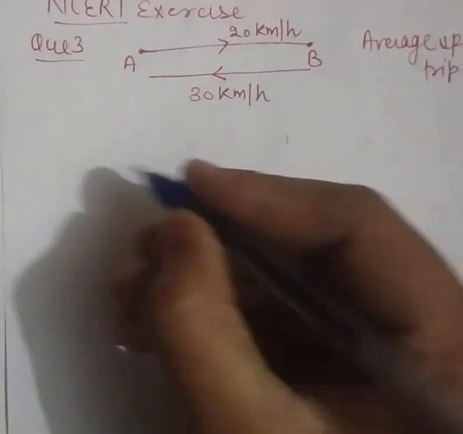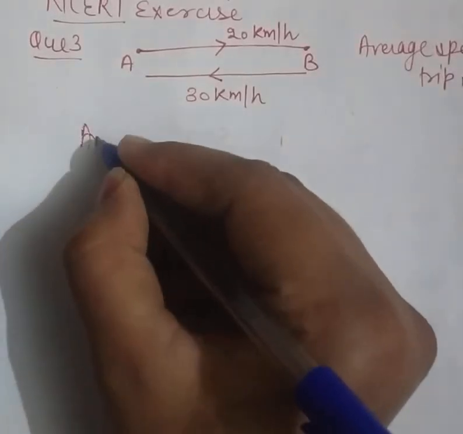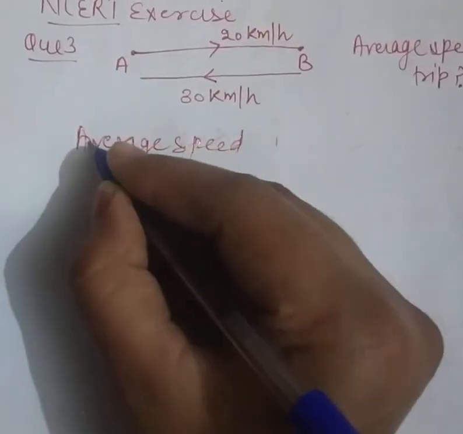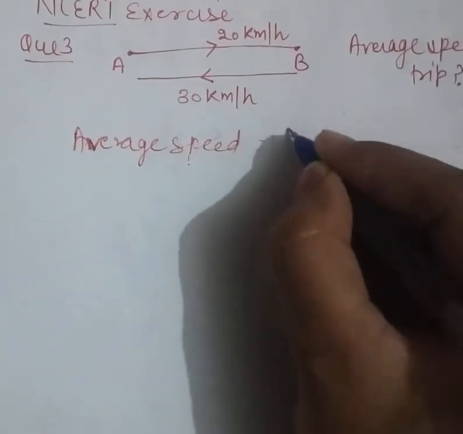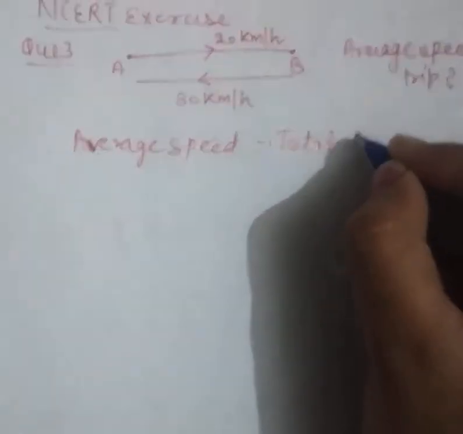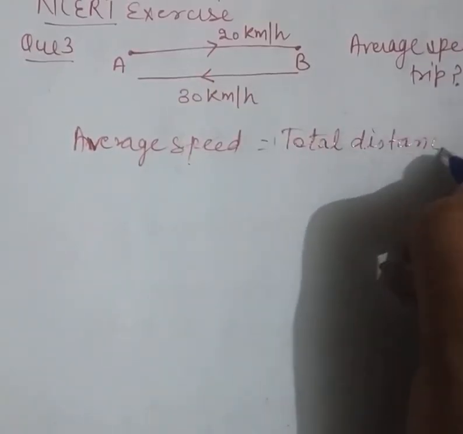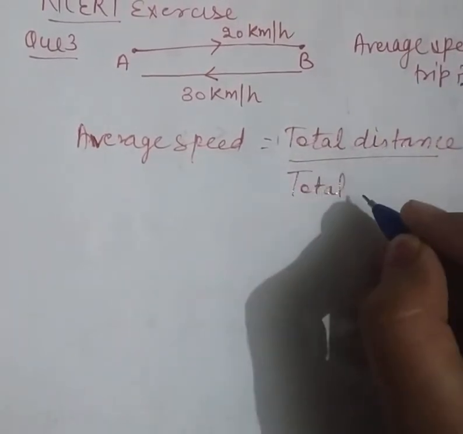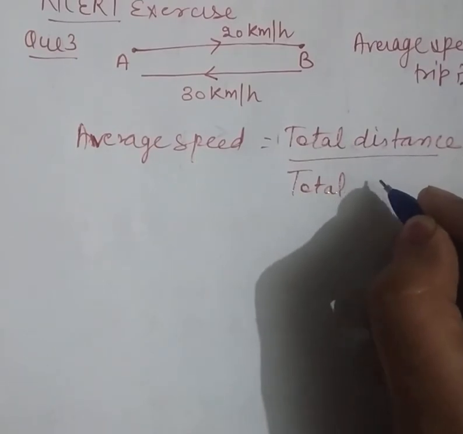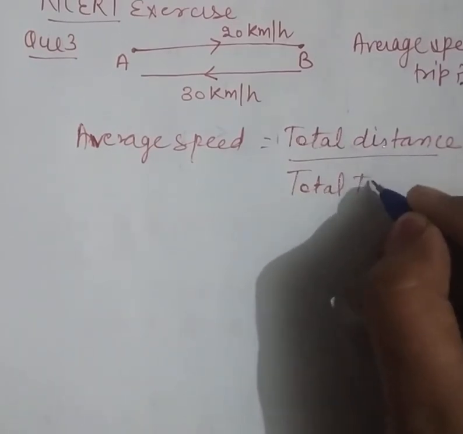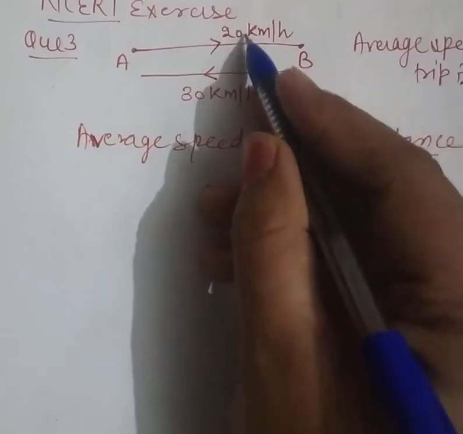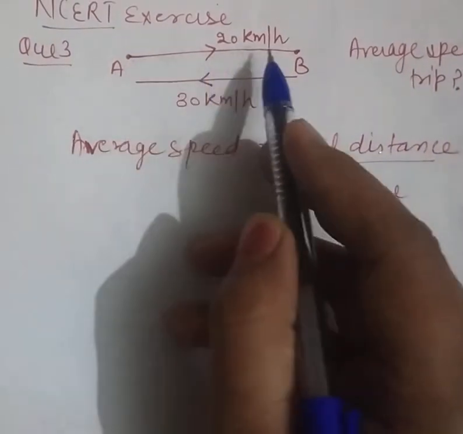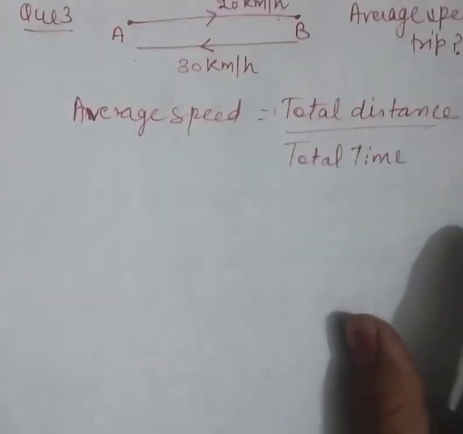So, what is the formula to calculate average speed? Average speed is total distance upon total time. But neither the distance has been given to us nor the time has been provided. So what to do? Velocity is given to us, but it is clear to us that while going from A to B or B to A, distance is the same.